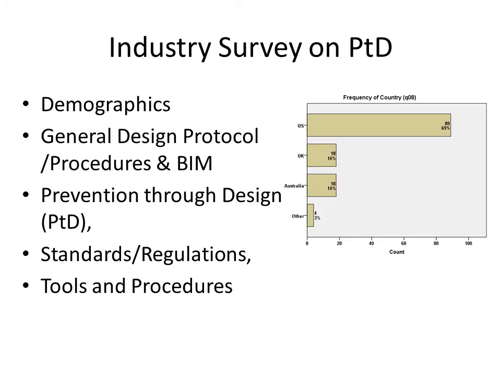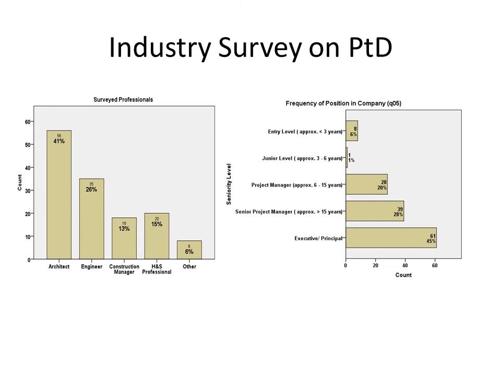The survey was broken up into 5 subsections, including information on demographics, general design protocol procedures in BIM infrastructure, prevention through design knowledge, standards and regulations, and then the tools and procedures that they used. In this study, 69% of respondents practiced in the United States, while equal numbers of people reported working in the UK and Australia, both at 14%. People from countries outside of these three comprised just 3% of responses.